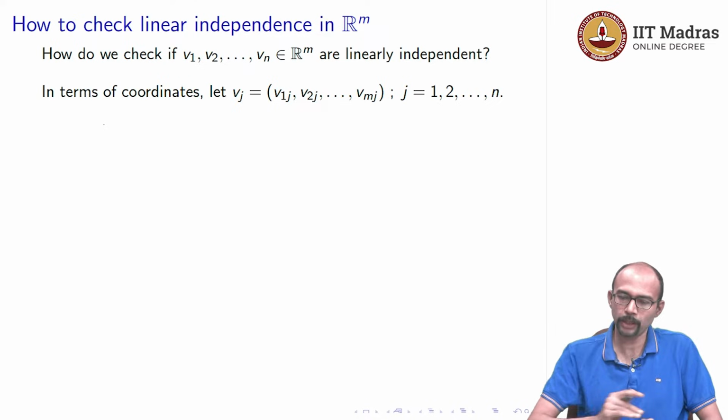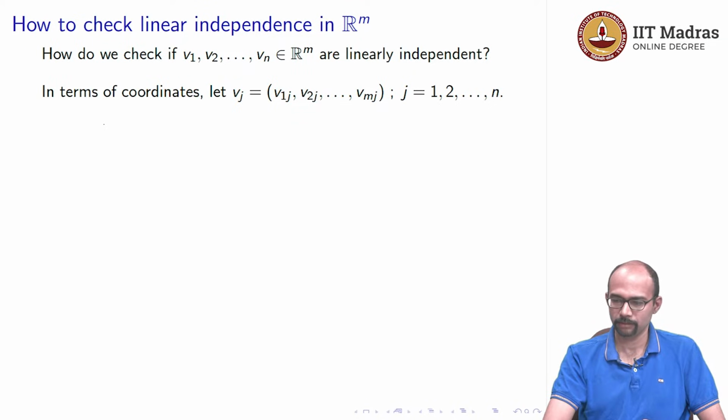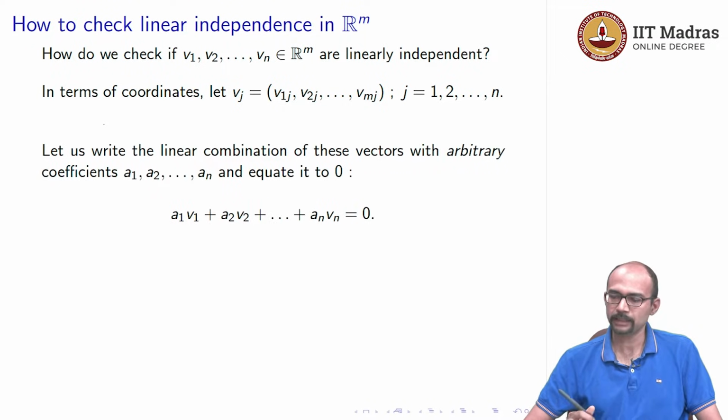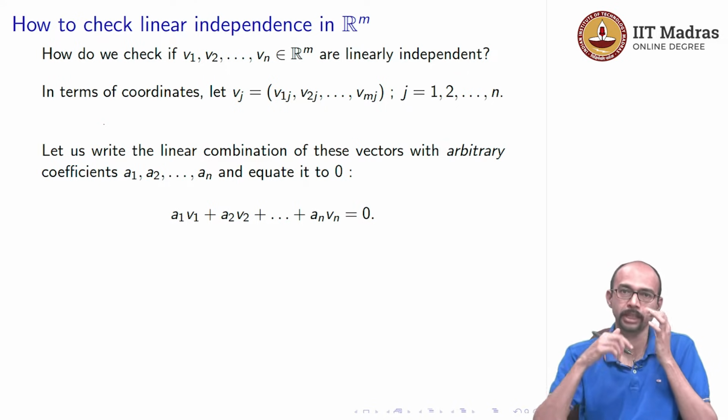Suppose you have coordinates v1j, v2j, up to vmj, in Rm. So, there are m coordinates. You take the jth vector, that is vj, and you write down its coordinates: v1j, v2j, up to vmj, and you do this for each of your vectors v1, v2, up to vn. Let us write the linear combination of these vectors with arbitrary or unknown coefficients a1, a2, up to an. Here we want to determine the coefficients which yield the equation a1 v1 plus a2 v2 plus up to an vn equals 0. So, we equate this linear combination on the left to 0.